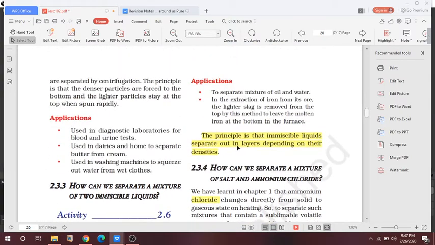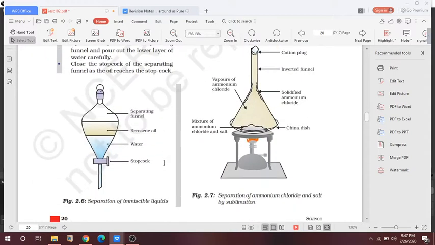So this is a method that is based on the principle where two immiscible liquids separate out in layers depending on their density.